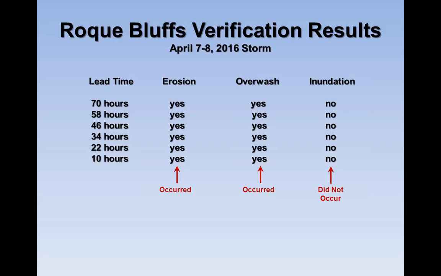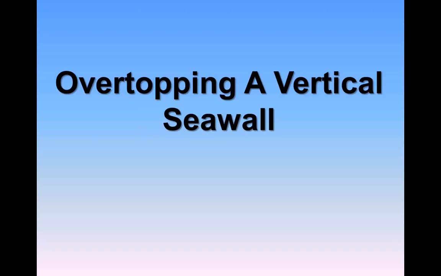So anyway, for the validation of that particular event in April of 2016, the parameterization and this particular model worked very well from 10 to 70 hours. It correctly forecast erosion, overwash, and inundation. The inundation didn't occur, and the parameterization and model didn't forecast it to occur, but the other two did, the overwash and erosion regimes, and they were correctly forecast by the model at our test site.